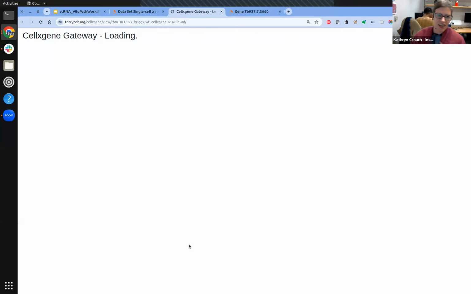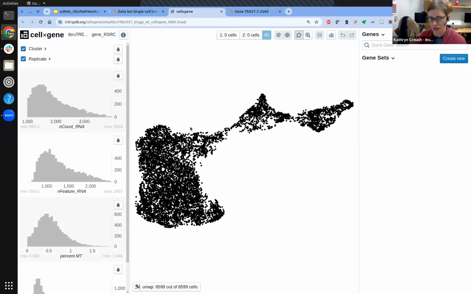Cell by Gene can be a bit intensive. So if no one's used it for the last half hour, it's going to have to start itself up. It may take a couple of seconds to start up, the same way as it just did here. So what we're seeing now is the Cell by Gene view for the data set where the authors were exploring the slender to stumpy transition.